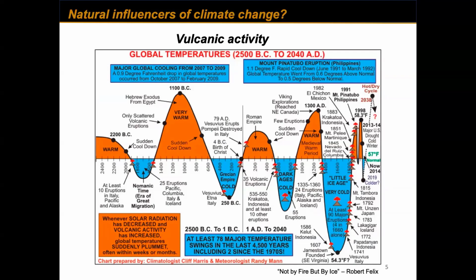I apologize for how busy this graphic is, but I really wanted to show something that would help illuminate the role volcanic eruptions have played in Earth's history. Note that this timeline only goes back to about 2500 BC. Interestingly, there were times when volcanic eruptions seemed to be linked to warmer periods, and other times when volcanic eruptions were linked to cooler periods. So how can this be?